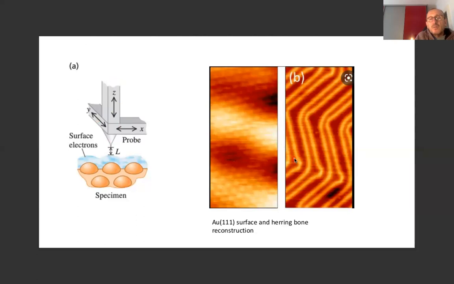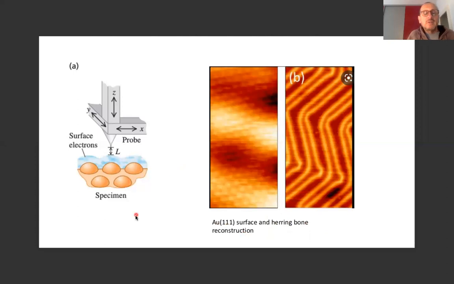You can actually see further deformations of the surface. The gold 111 surface, which is this image here. This is a fake color, by the way. It's not yellow because it's gold. You can make any image look like this. What you're actually plotting here is the deformation of the Z piezo as a function of the XY positions in here. And you can see not only the atomic resolution, you can see the reordering of the atoms on a microscopic scale, what is called the herringbone reconstruction of the gold 111 surface.